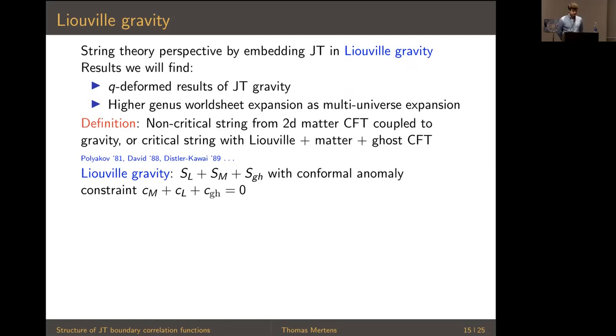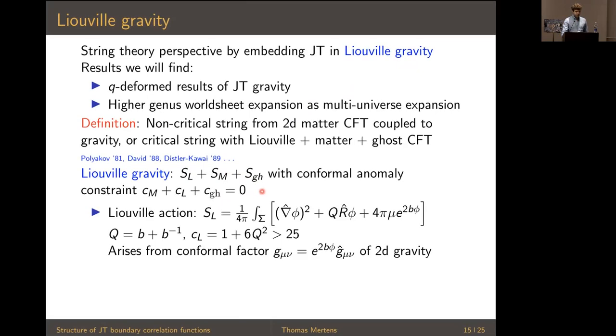I will be talking about the non-critical string you get by coupling a 2D matter CFT to gravity, or the critical string with Liouville, matter and ghost CFT coupled together with total central charge equal to 0. So the action is just the sum of the Liouville, matter and ghost actions with the conformal anomaly vanishing. Just to be very explicit, I write down the Liouville action here in terms of the Liouville field φ. It's parameterized by this parameter μ, which is the bulk cosmological constant, and this parameter b that is defining my Liouville theory.